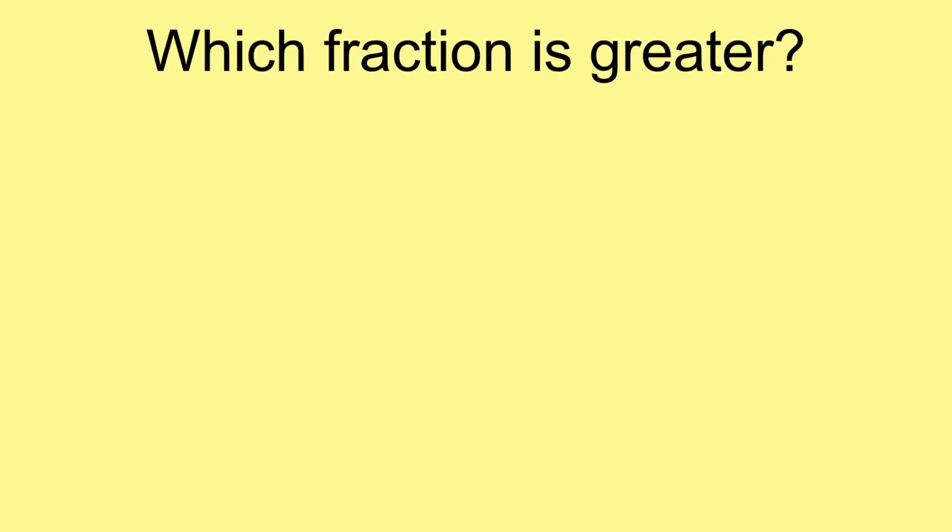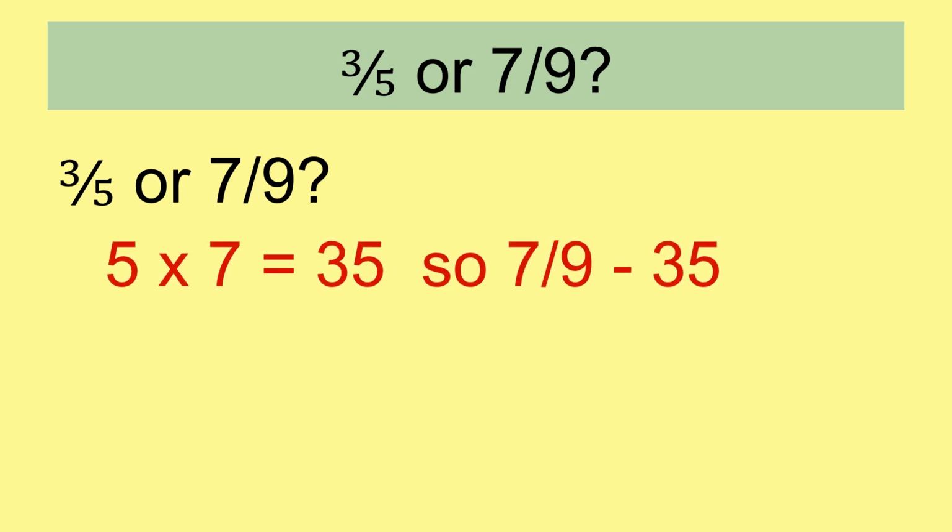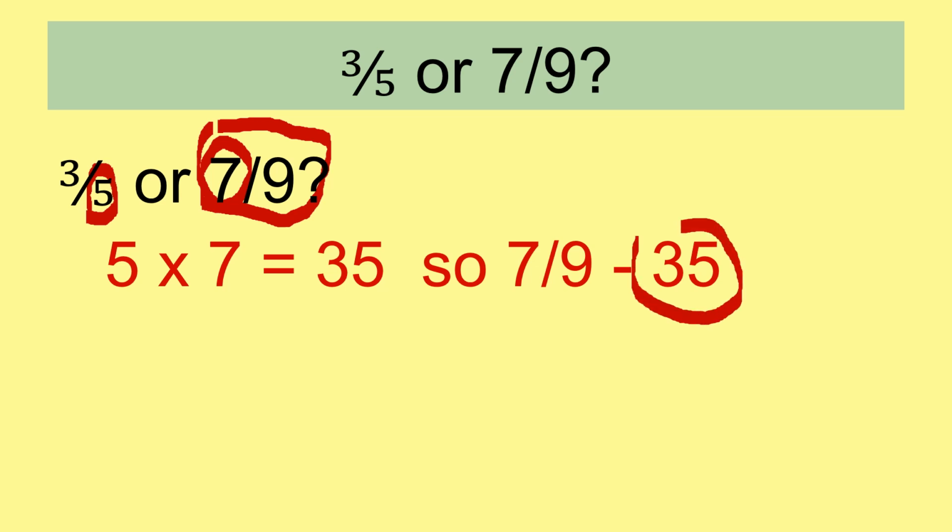Let's try this one. Which fraction is greater? 3/5 or 7/9? So we need to multiply the denominator 5 by the opposing numerator 7. And that will be the score for this one. 5 times 7 is 35. So 7/9 scores 35 points, we can say.